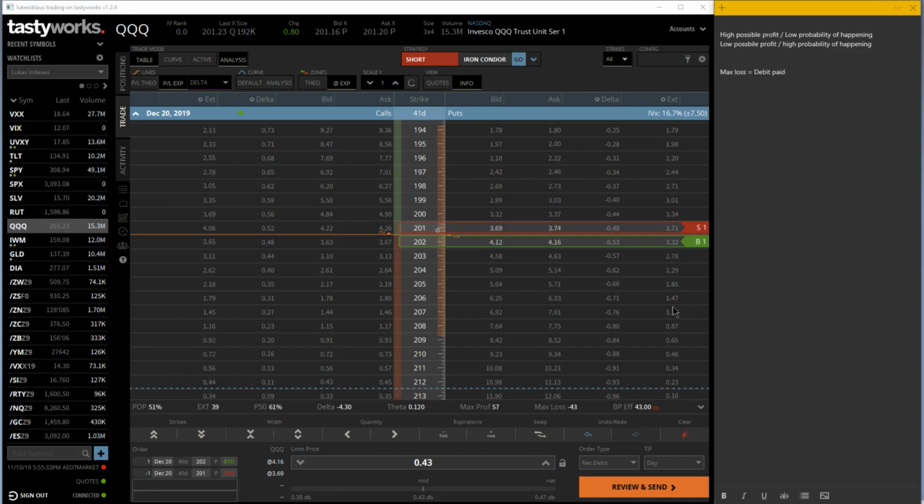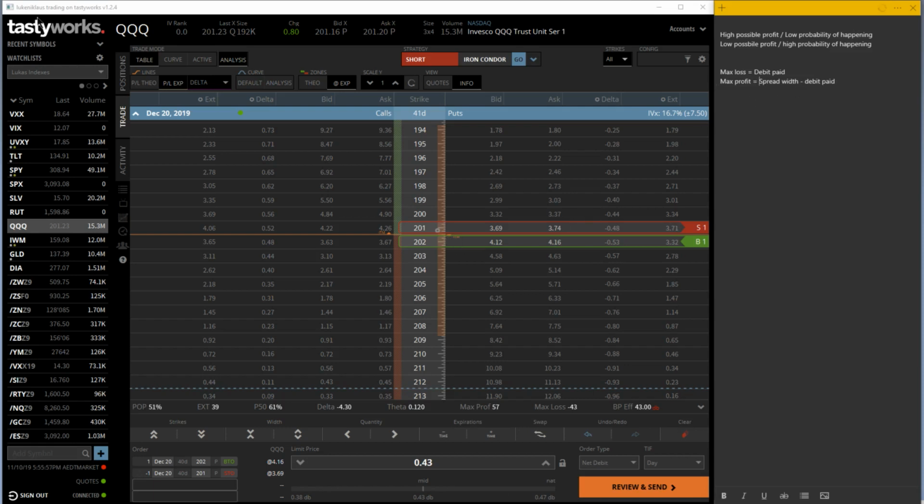Then the max profit is, that's how it's calculated, spread width minus what you paid. That is the max profit. That's the next thing to keep in mind.